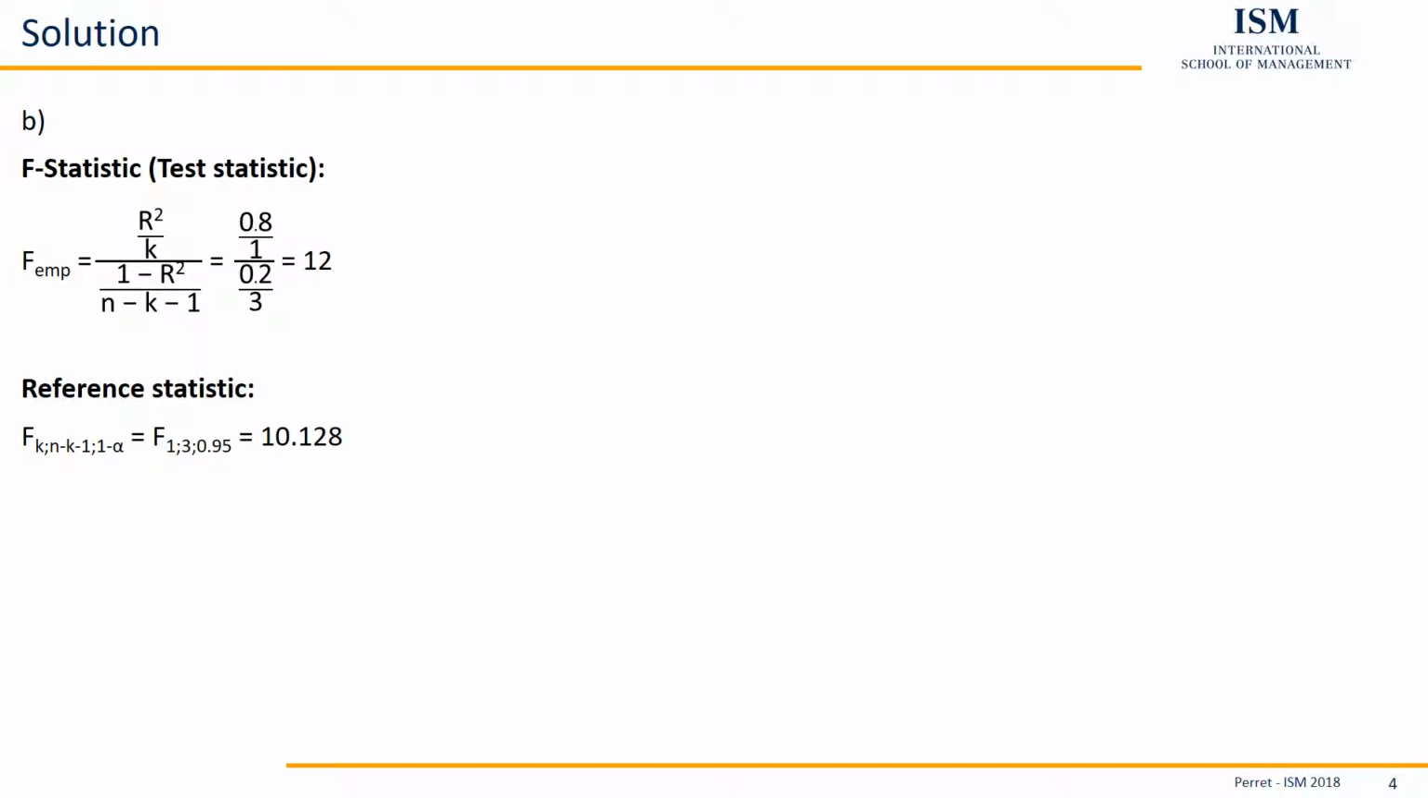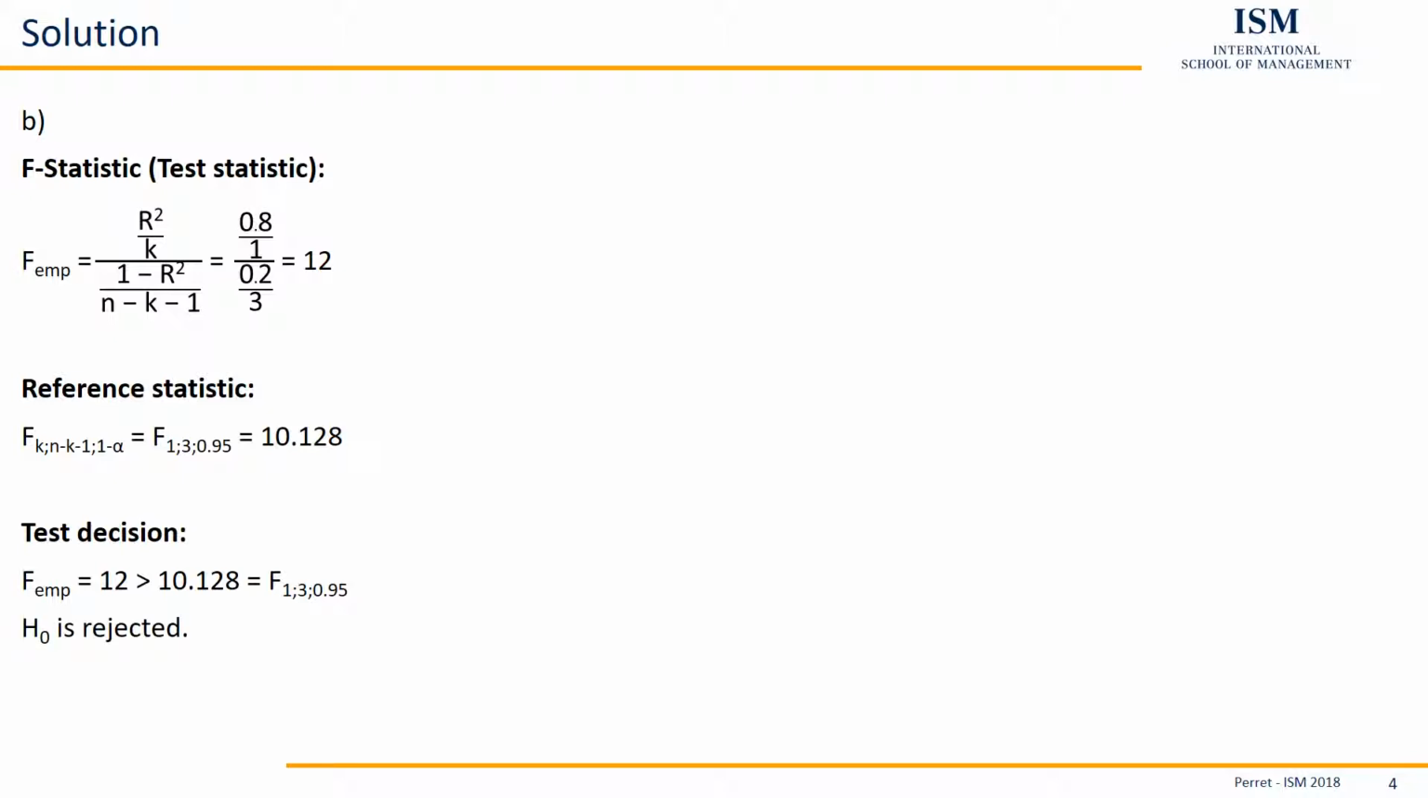That's the value we need to compare our test statistic to. That's our test decision. Here we see our test statistic is larger than the reference value. Thereby we can reject H0.